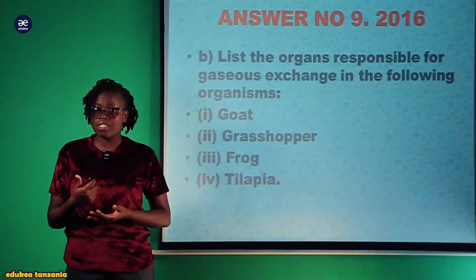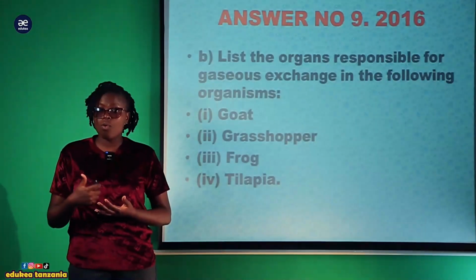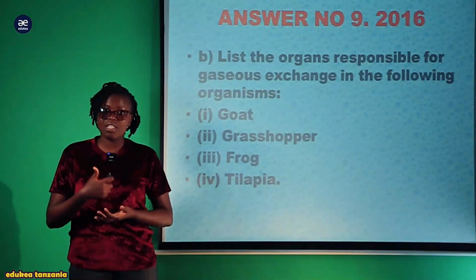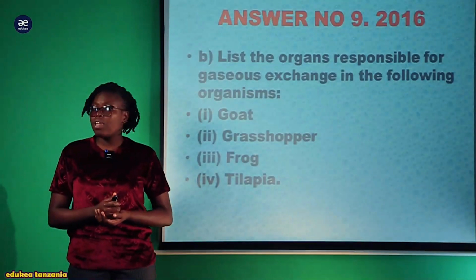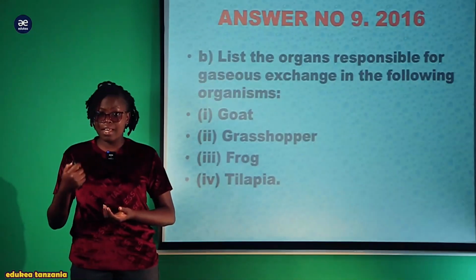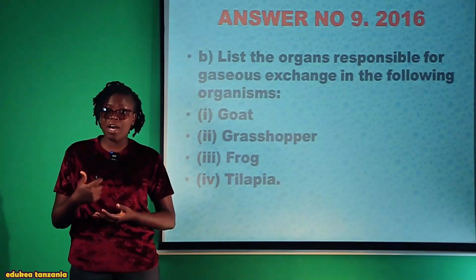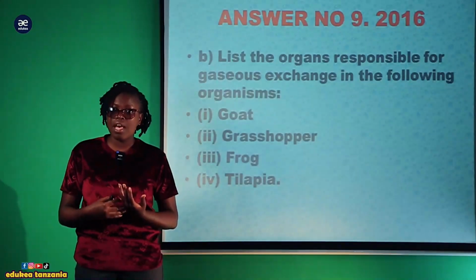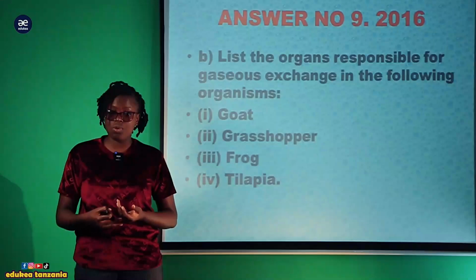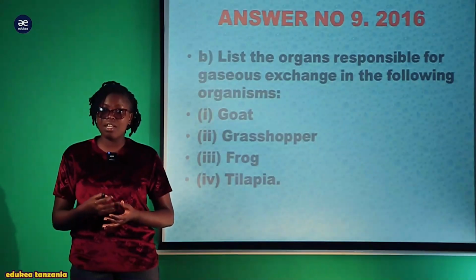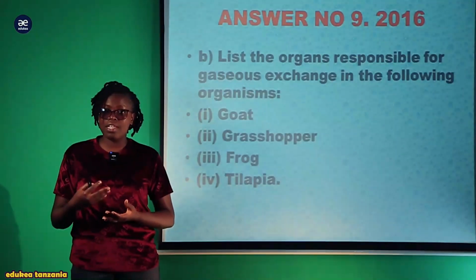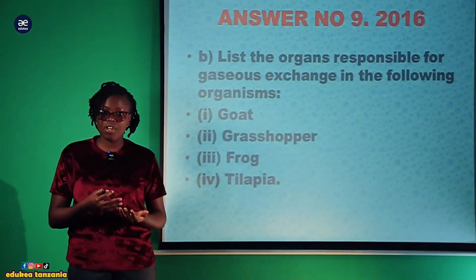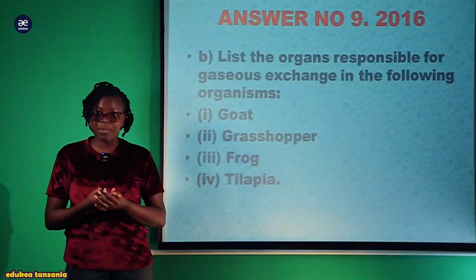So frog kwa mfano akiwa katika larval stage anaishi katika maji, anakuwa anatumia gills for respiration, for gaseous exchange kuweza kuextract the oxygen. Vile vile akiwa katika land, amphibia ni moja ya organism ambayo haipo well adapted to the terrestrial environment. Kwa hiyo anakuwa anatumia skin, ambapo anakuwa na moist skin, anatumia ile cuticular gaseous exchange, na vile vile anatumia lungs kwa ajili ya gaseous exchange akiwa katika terrestrial environment. So frog anatumia both gills, skin pamoja na lungs.